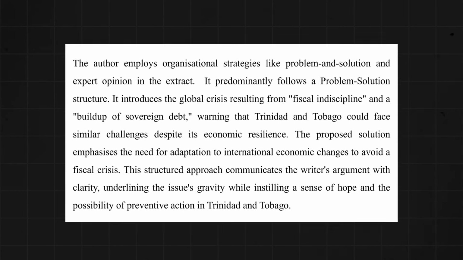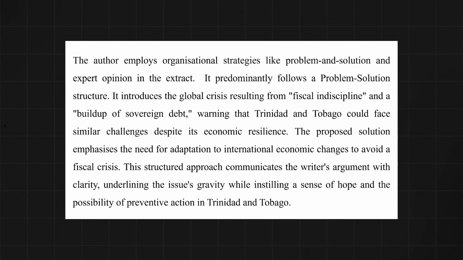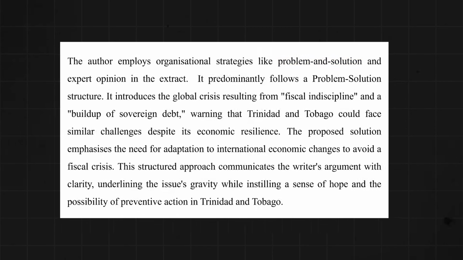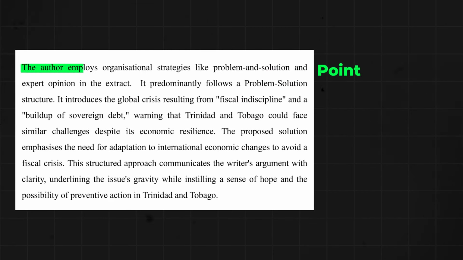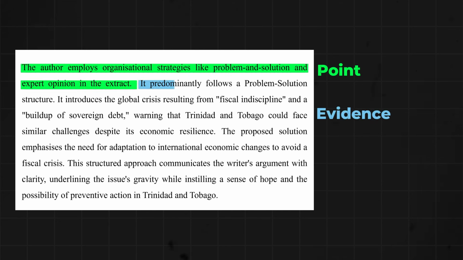Let's look at this for example. An organizational strategy that I found was problem and solution. So using the PEE method, this point in your essay may look like this. The author employs organizational strategies like problem and solution and expert opinion in the extract. It predominantly follows a problem-solution structure.